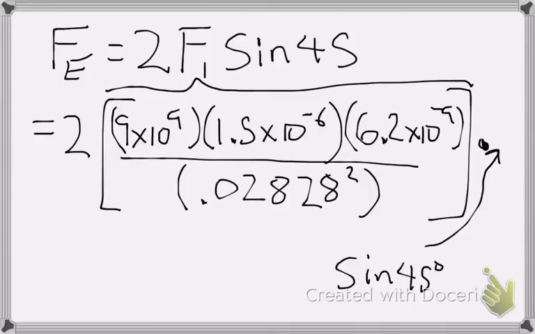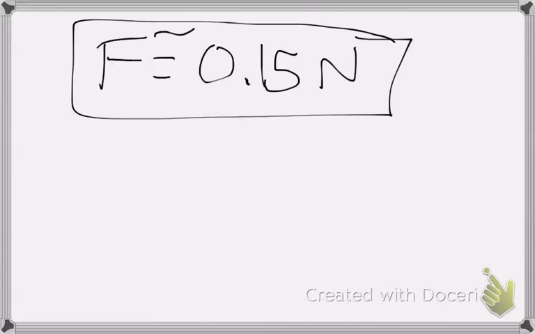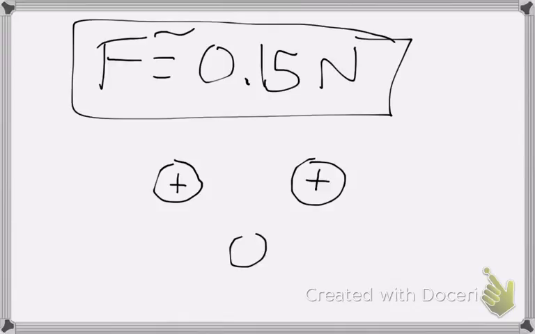So that number will turn out to be 0.15 newtons, approximately, since I had to round. So that is our force, and it is going straight up. If you forgot what the picture looked like, we have a positive here and a negative here. We had one component pulling up, the other component pulling up, and that total was 0.15 newtons.